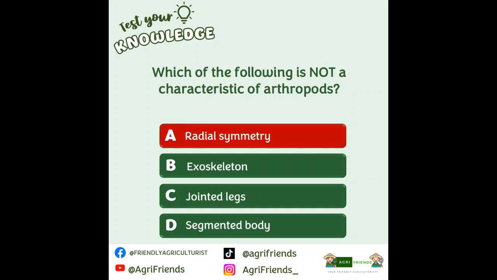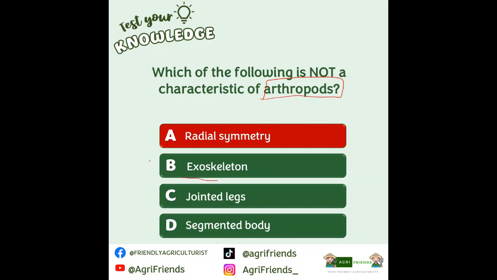Radial symmetry refers to the body parts that are arranged around a central axis. An example of animals with radial symmetry are the starfish and jellyfish. Arthropods, on the other hand, have bilateral symmetry, meaning when you divide the arthropod longitudinally, what you will see on the right side will also be present on the left side.